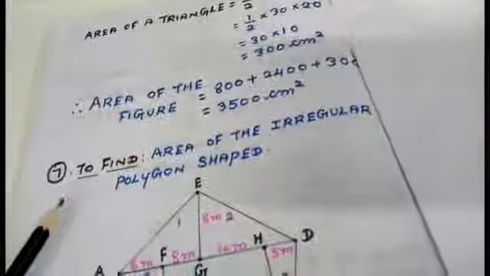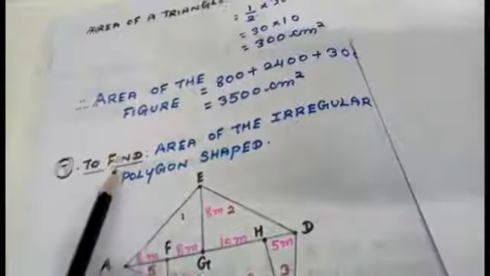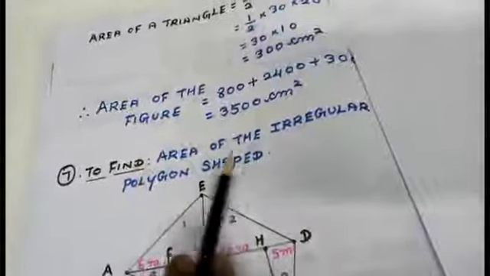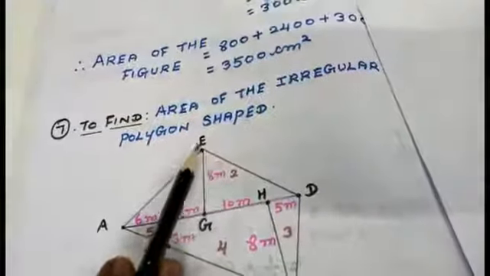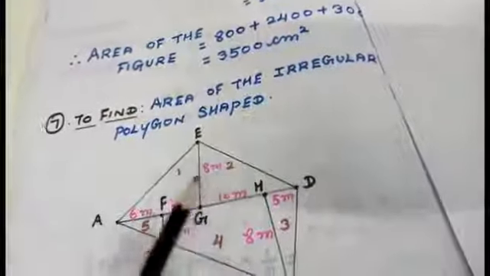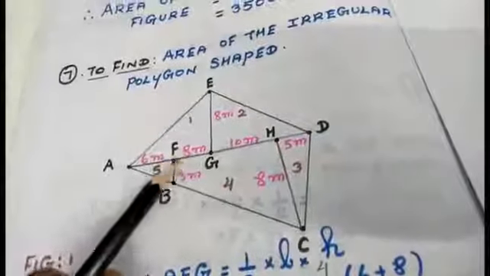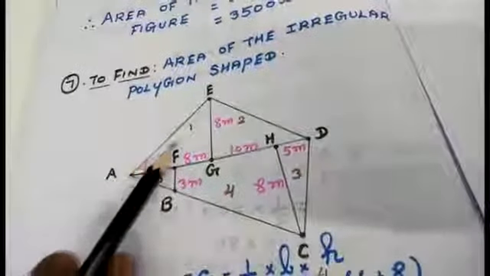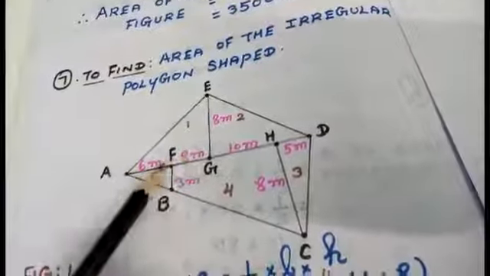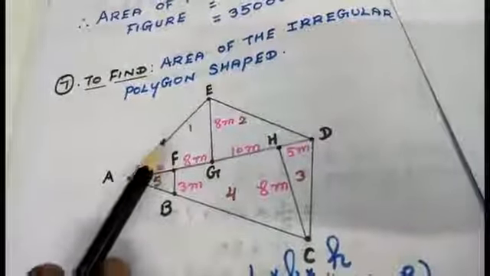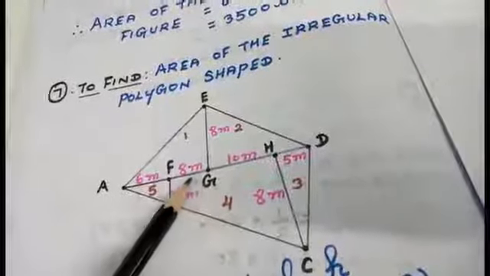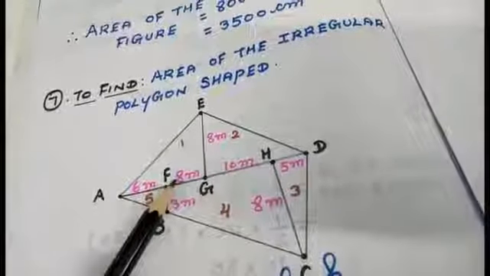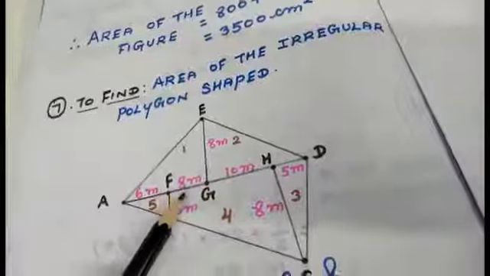The last sum in your exercise, they are asking you to find the area of an irregular polygon shape. So what is the meaning of irregular polygon shape? If they give it in this form and just draw the lines, you can't define the outermost part, you can't tell this is a particular figure. But inside, I can divide the figure into small shapes. According to that particular shape, I will use the formula and find the answer here, students.